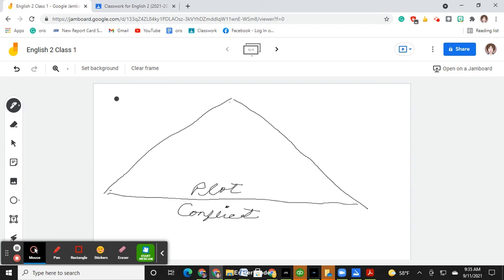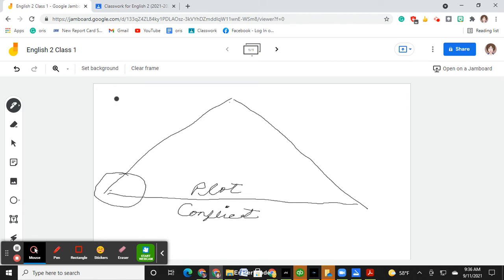So in the beginning of a story, we have what we call the exposition. Okay, so that's right here. That's the exposition. I'm not going to write the word right now, but that's like the setting of the scene. Where is this taking place? Who are the characters? All of that kind of thing. It's setting and figuring out what is the story, where is this taking place, all of that good stuff.